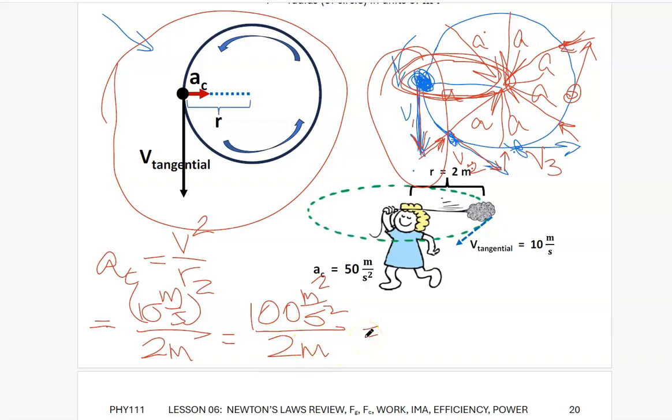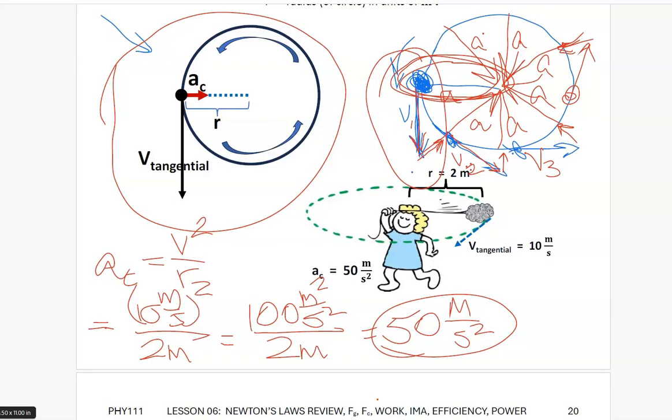Well, when you divide the numbers, 100 divided by 2, you get 50, and meters squared divided by seconds squared divided by meters gives you meters per second squared, which is always going to be our unit for acceleration. So this is our acceleration, 50 meters per second squared, and it is a centripetal acceleration. So this is how much the velocity changes constantly as it's spinning around in a circle. Well, that's how you calculate centripetal acceleration.